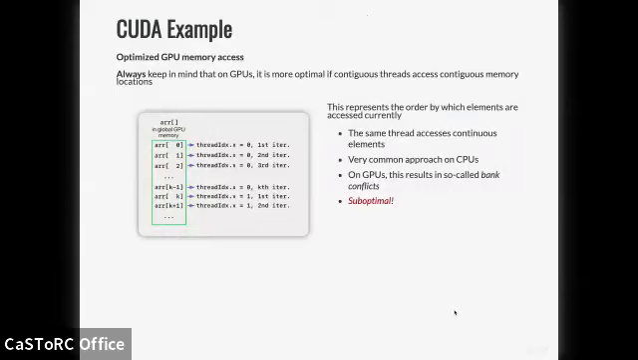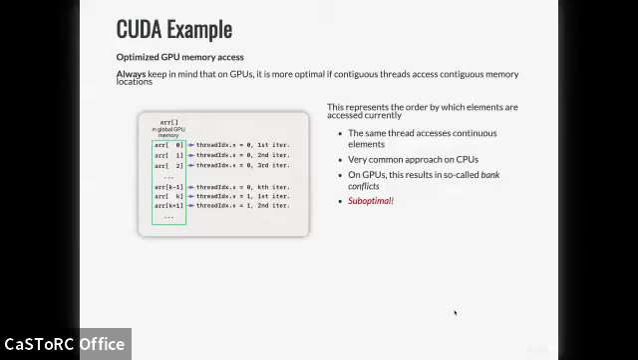So what I show there in the picture is the order by which the threads access the data in the array as it is now in your code. The same thread, so let's say thread 0, accesses a chunk of data continuously, right?